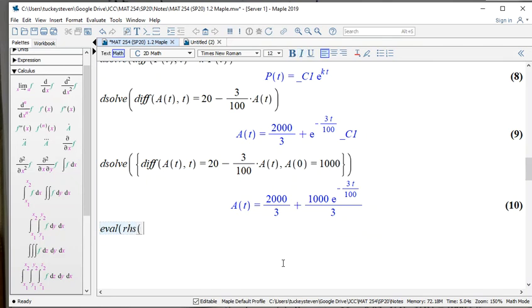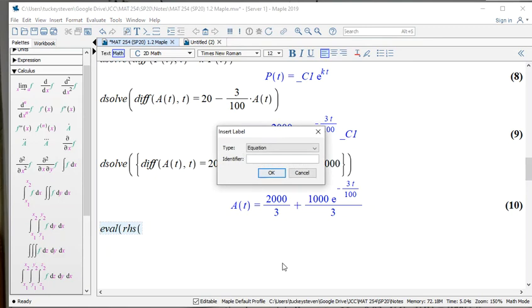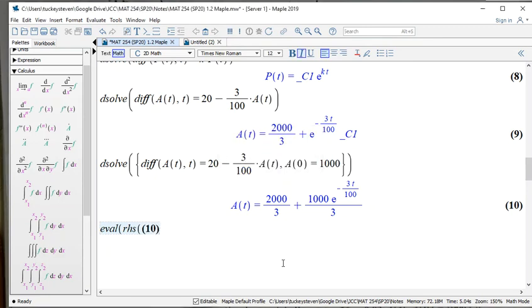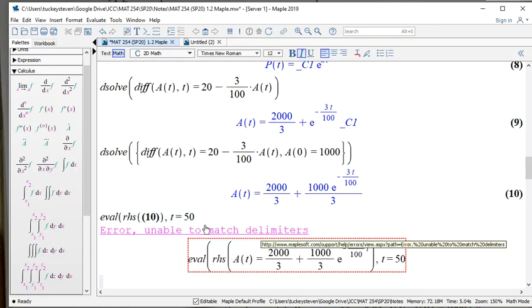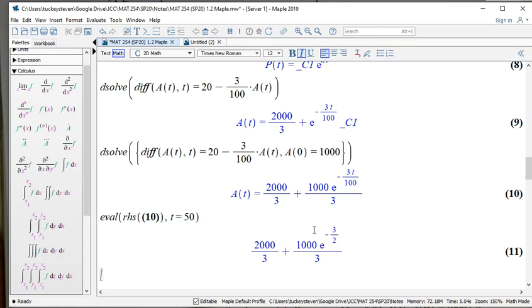The right-hand side of number 10, so Control L for which label. I want number 10. So what's the right-hand side of number 10 evaluated when t equals, and if I type in 50 with no decimal, it'll give me the exact answer. Oh, whoops, I forgot my delimiter there. Which, of course, that's the exact answer, but it's not terribly useful. But if instead I type in 50.0, Maple says, oh, okay, you want decimals.